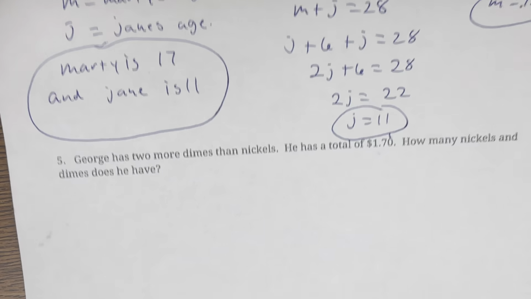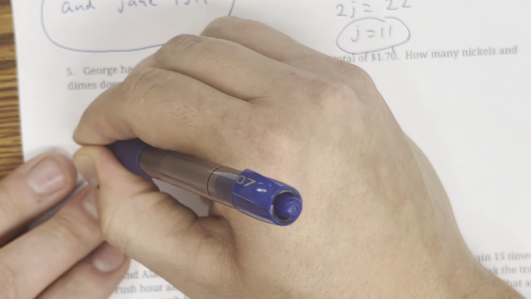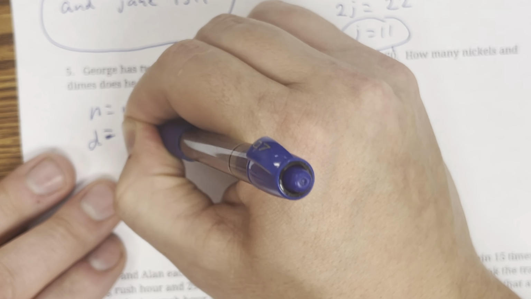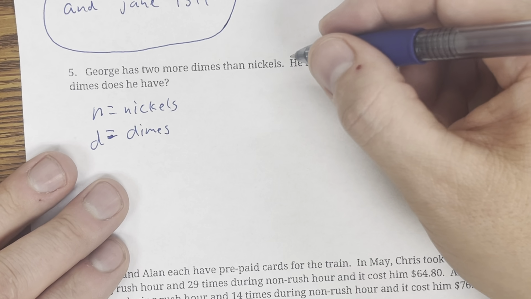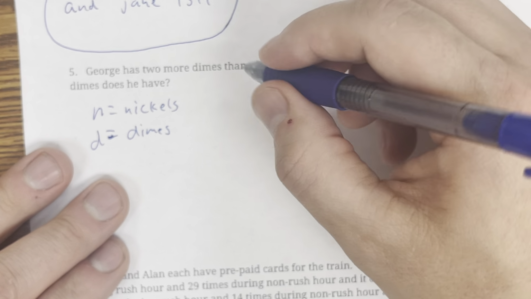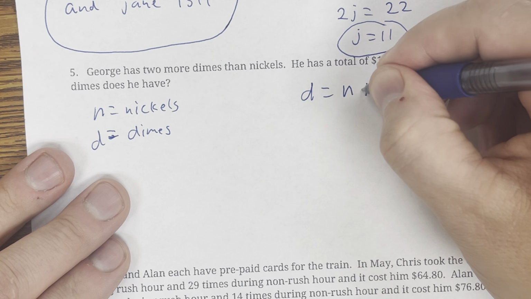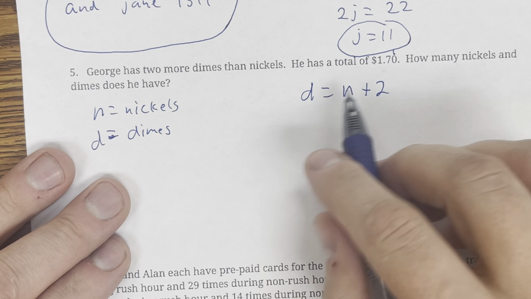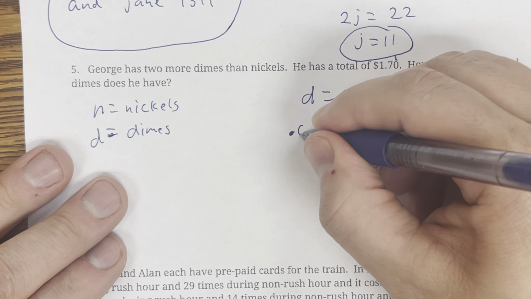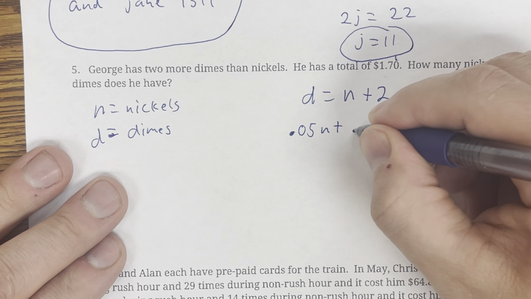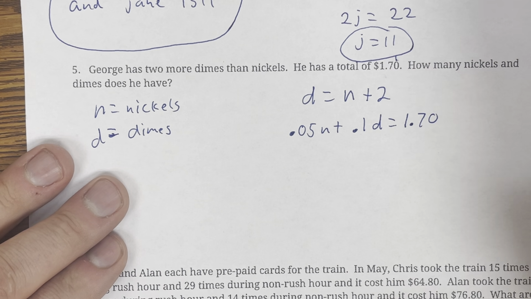Got it. All right, next one, we have nickels and dimes again. So N equals nickels. D equals dimes. All right, George has 2 more dimes than nickels. So dimes is equal to nickels plus 2, because he has 2 more dimes than he has nickels. He has a total of $1.70. So keep in mind, 0.05 for every nickel plus 0.1 for every dime is equal to a total of $1.70. D is isolated, going to use substitution.